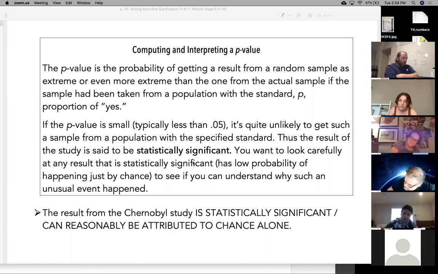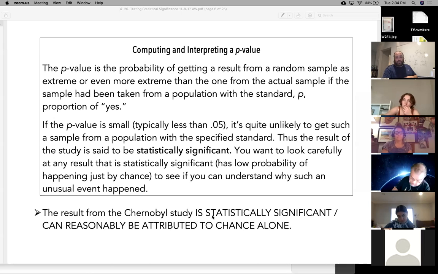If the p-value is small, typically less than 0.05, 5%, it's quite unlikely to get such a sample from a population with the specified standard. Thus, the result of the study is said to be statistically significant. You want to look carefully at any result that is statistically significant to see if you can understand why such an unusual event happened. Usually, the reason why the p-value is so small is because your assumptions were incorrect. Of course, you might have made a mistake, or maybe it's just a really bad sample, but in general, it's because your assumptions are incorrect.